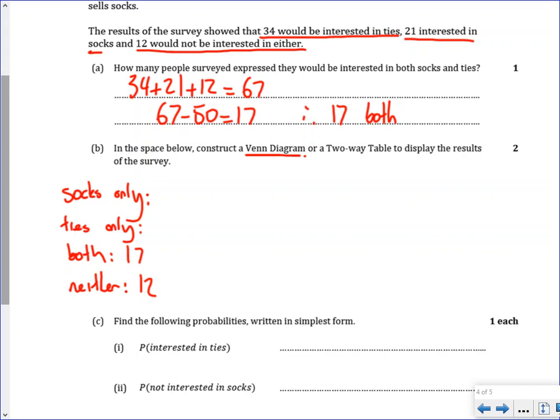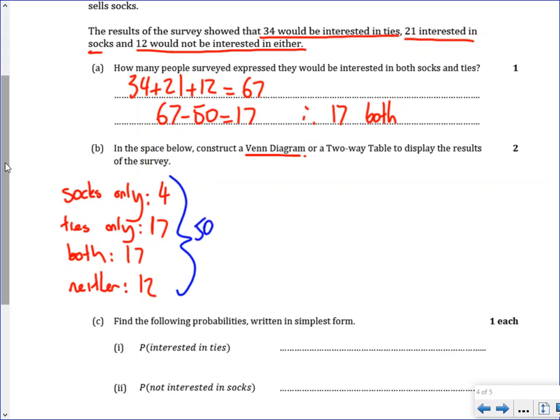So for ties only now, we know that 34 people like ties, but 17 people said both. So we're going to do 34 minus 17, which just happens to be 17 again. So people that like ties only is 17. And as for socks, we know 21 people like socks, but again, 17 people like both. So you've got to take 17 away from that as well, which gives you 4. And a way that you can check that these numbers are correct: we know that there were 50 people in total. That means these numbers should also add up to 50. And if you add up all these numbers, we get 50.